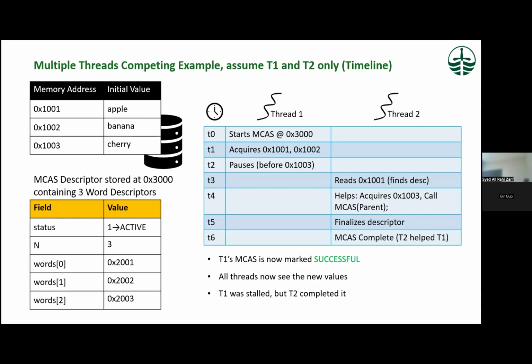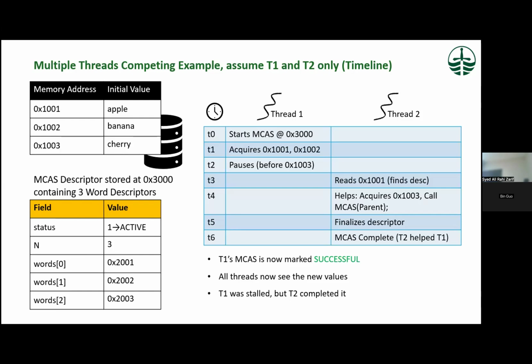Yes, until it finds the cherry, which is not yet updated. So for the first one, when it sees that this location has, instead of apple, a descriptor, it will go to this table, right? And it will try to pick the old value or the new value according to the status. So when it sees its status is successful, then it can pick the new value. But because it's active, that means it should call the parent MCAS. That's why thread 1 is only in the status of active. Yeah, thread 2 can help.